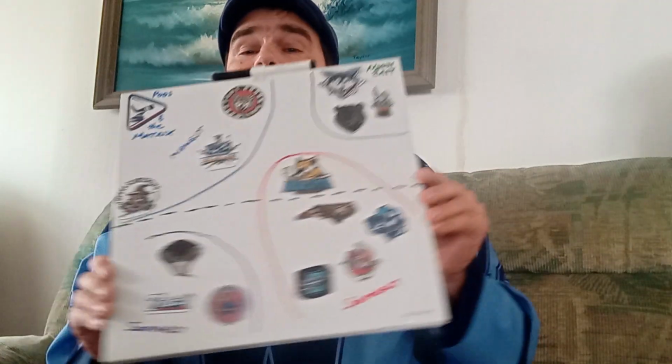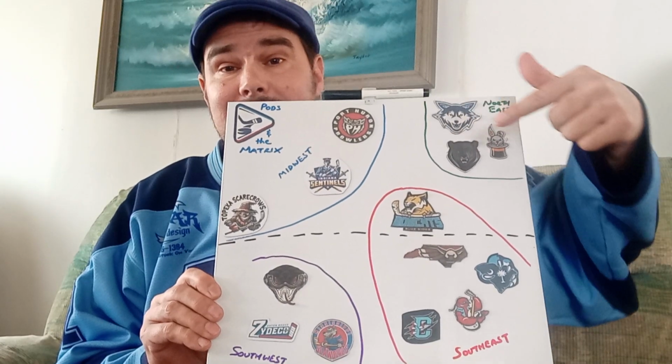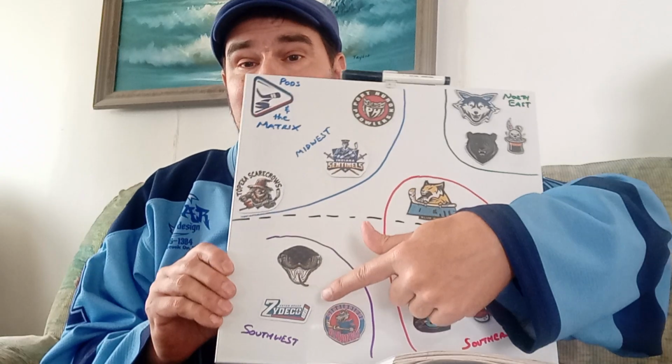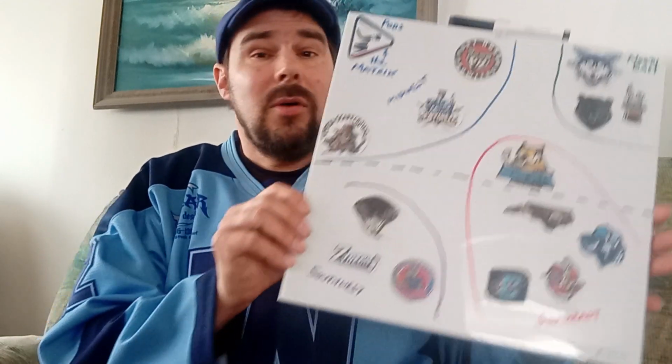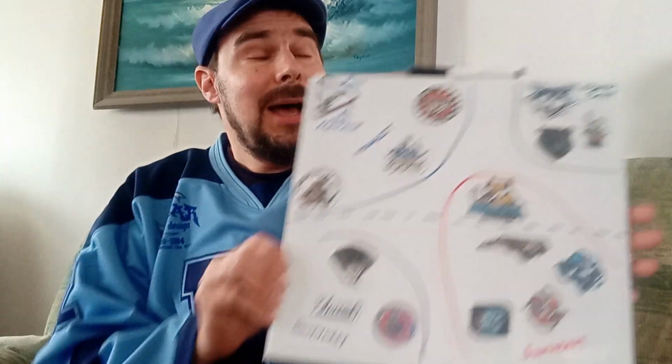So the pods with 3 teams are going to be playing 14 games against each other. These three, and these three. I didn't have to do that with the Southeast pod. So when you see this, I'll explain it. But that was my big rule: maximum 14 games played against a common opponent.